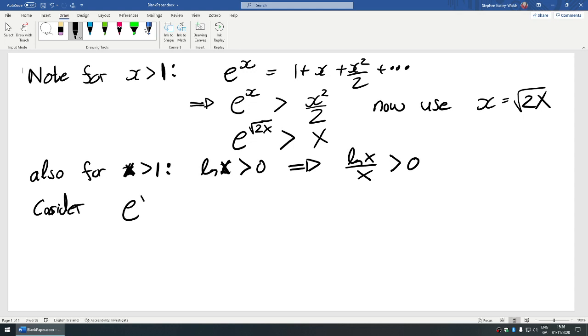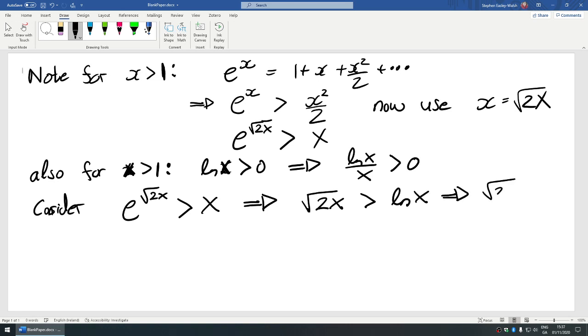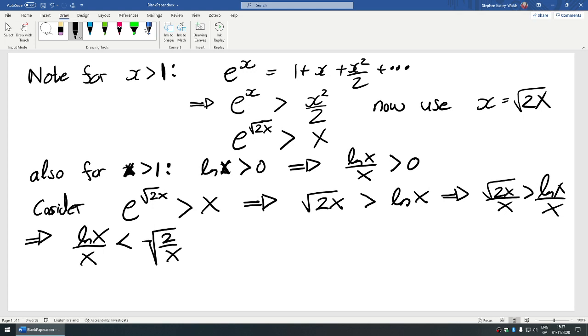our statement: e power root 2x is bigger than x. If we put a log on both sides, that would mean root 2x is bigger than log x. And then if we divide both sides by x, that'll be root 2x over x is bigger than log x over x, which would mean then that log x over x is less than root 2 over root x.